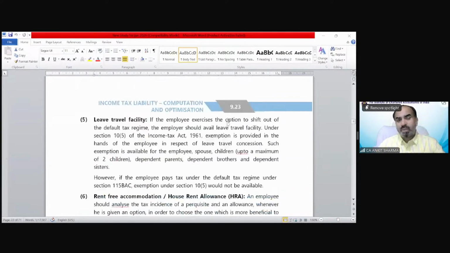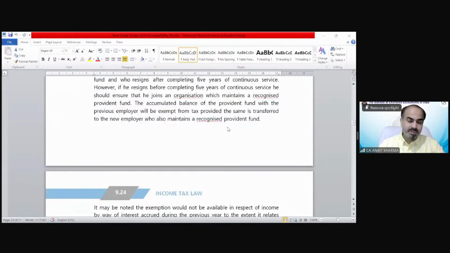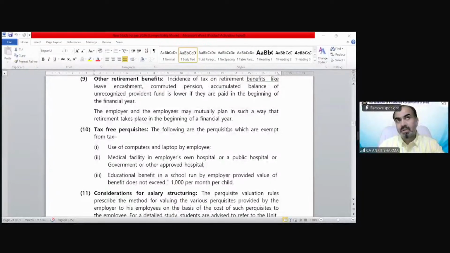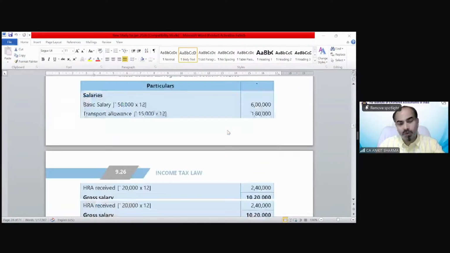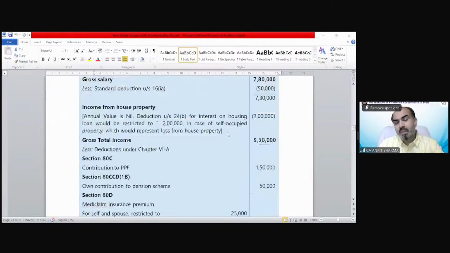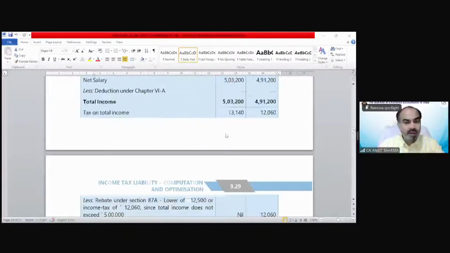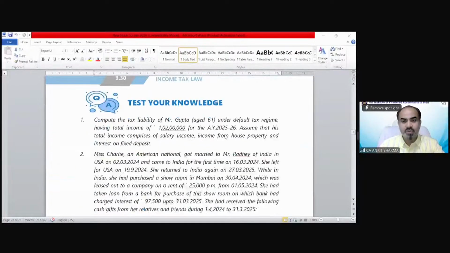I believe you must have gone through all the provisions: the surcharge provision, the basic concept provision, the capital gain, the tax rates. I have requested you to revise those provisions, so it would be really easy for all of us to understand the questions of computation of total income and tax liability. We will solve all these questions one by one.